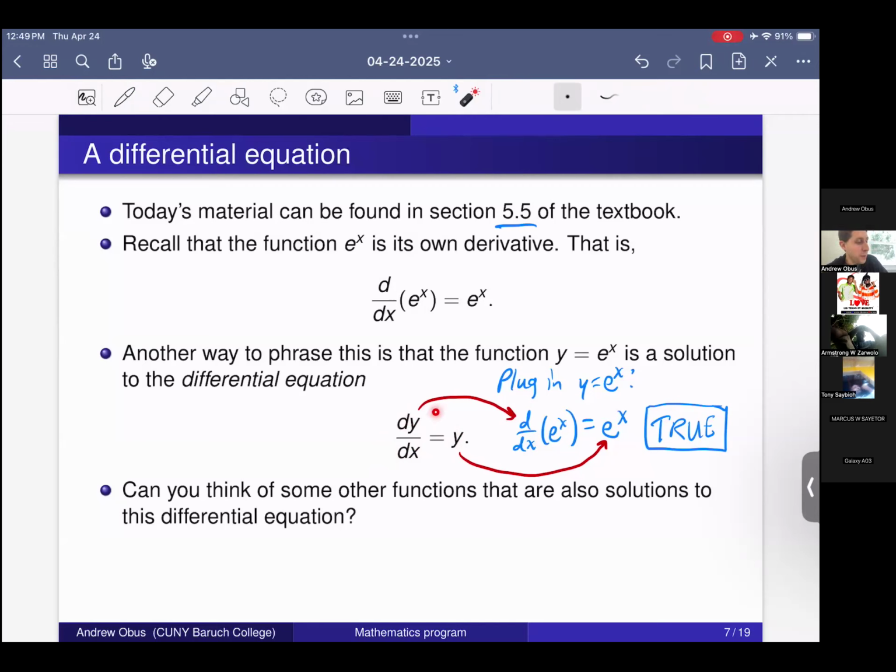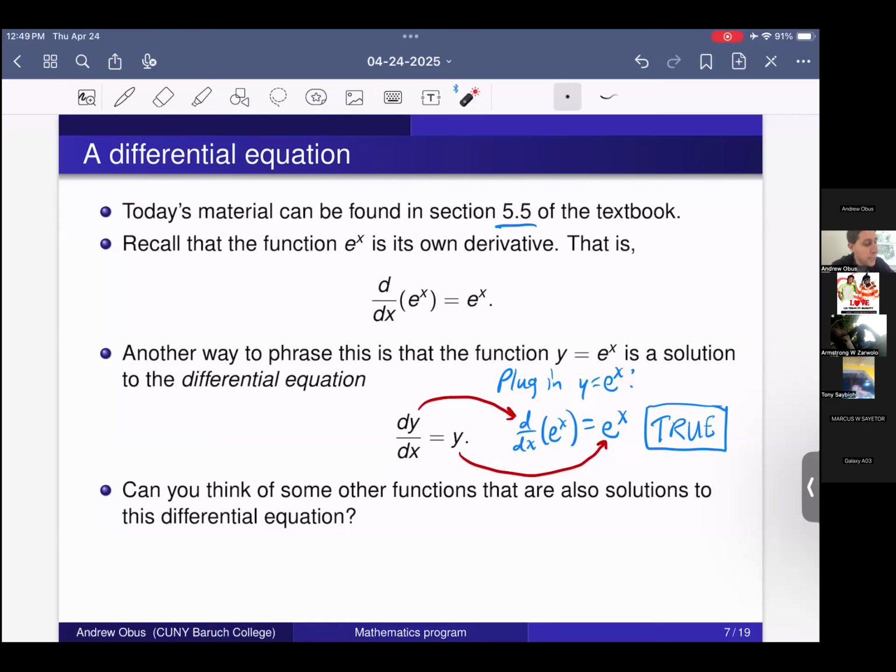But this is what we mean by solving this differential equation. What this differential equation is really asking for is: give me a function y whose derivative equals itself. That's what this equation says. I want the derivative of y to be equal to y. So can we think of some other functions that are also solutions to this differential equation?